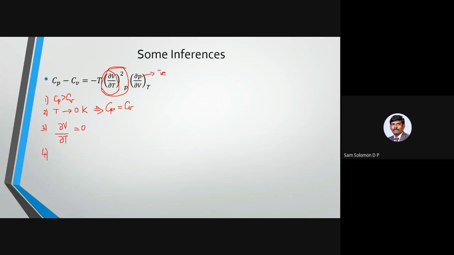Okay. Then for an ideal gas, an ideal gas is something which follows the relation PV is equal to mRT. So if it is an ideal gas, then we have two partial differential terms in the equation for Cp minus Cv. One is partial V by partial T. So if you want to find the dV by dT here, P dV equal to mR dT.